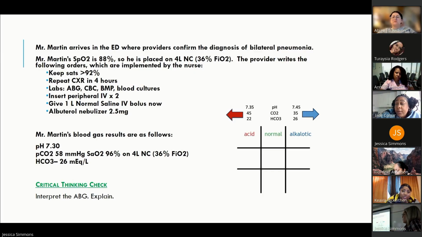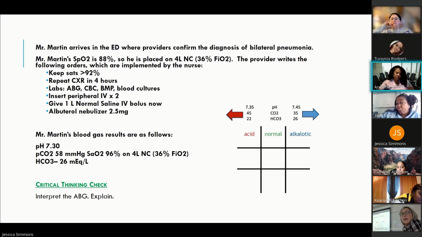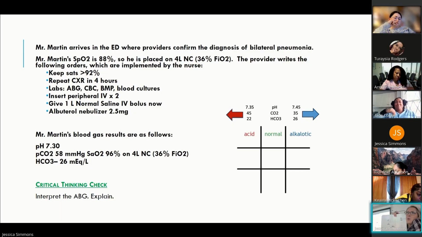I thought that if one of the bicarb or PCO2 was normal, then it's uncompensated. 26 is normal. Oh, 26 is normal. Right. She's right. It's uncompensated. I saw 26 and I just, boom, it's over. Okay. All right.